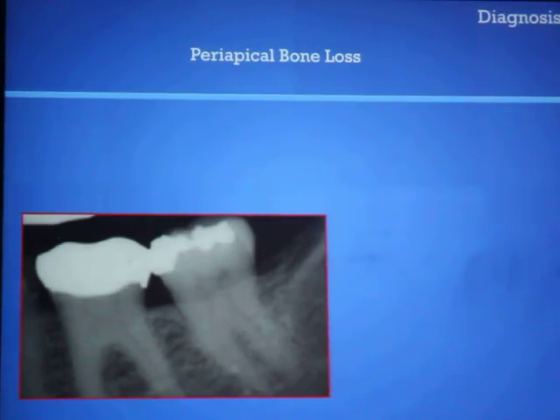Let's see this case once again. The patient comes with a pain. Again, there is an irreversible pulpitis. This is just similar to the one we saw earlier. Patient doesn't know which tooth is giving pain. This crown was placed recently, and this amalgam was there for quite a few years.